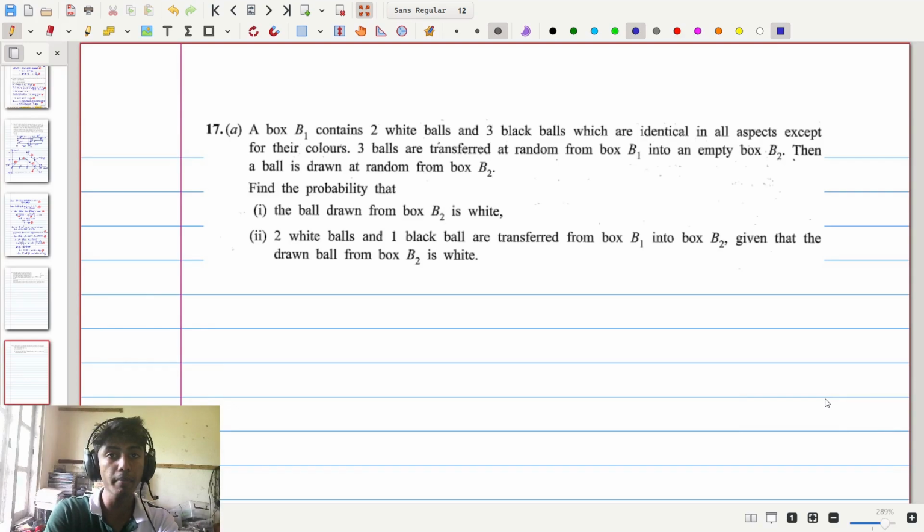2024 A-Level Combined Mathematics Paper 2 Part B, question number 17, Part A. Part B of this same question will be discussed in a future video, link in the top right. Part A of this question has to do with conditional probability.